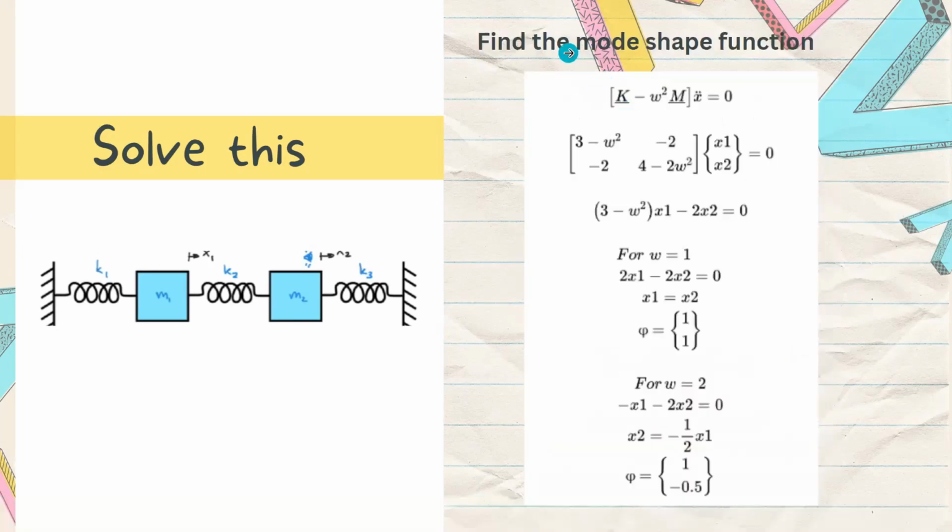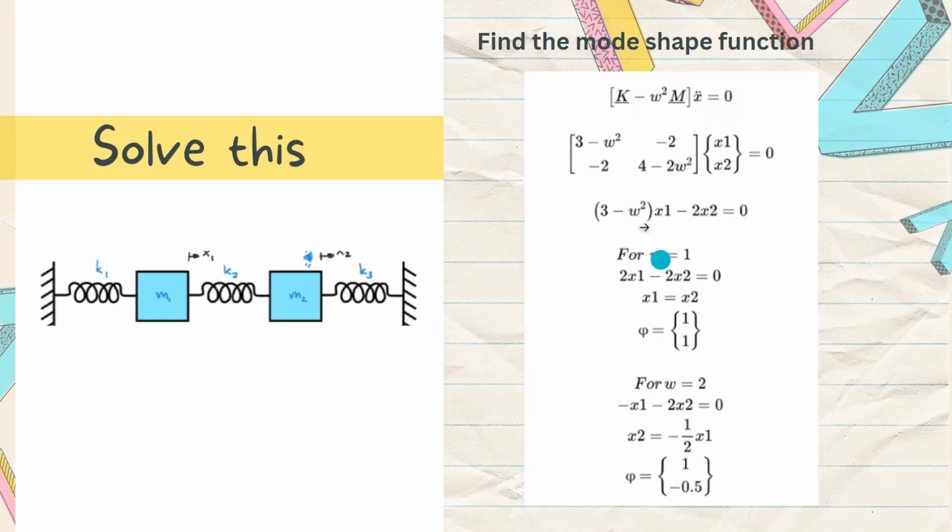So now we need to find the mode shape function. What is the mode shape function? It is how m1 and m2 will move when we apply the natural frequency to the system. So we need to apply the equation of motion, K minus omega square times the M matrix, times x. So we replace the K and M and also the x into matrix form. So we solve this: 3 minus omega square x1 minus 2 x2.